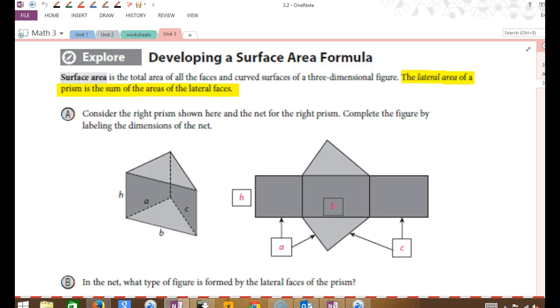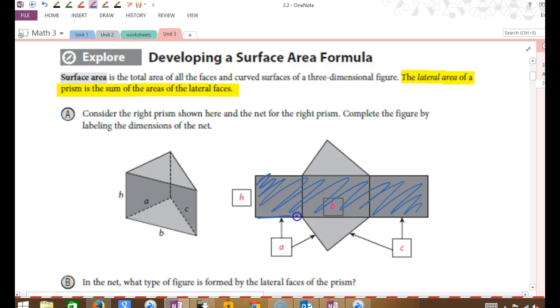So this area right here, let me use a blue. This area right here creates what shape? A rectangle. The lateral area will always form a rectangle. We all know that the area of a rectangle is base times the height, right? So we know that the height is the height.